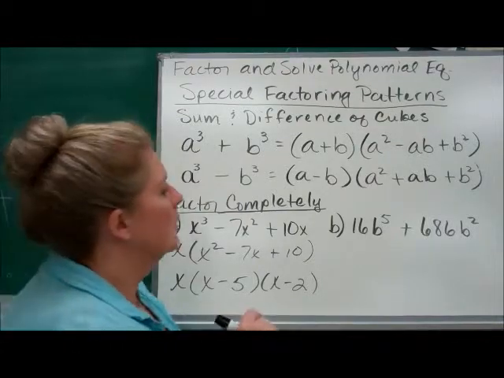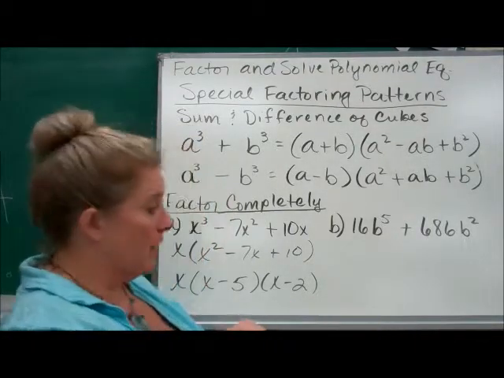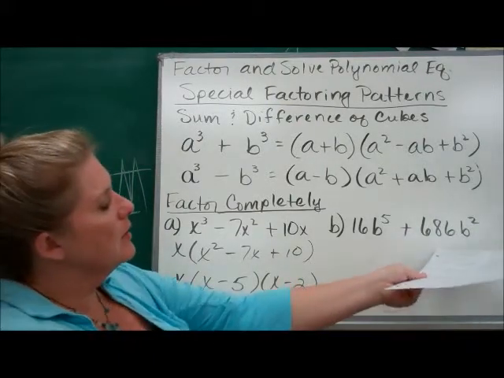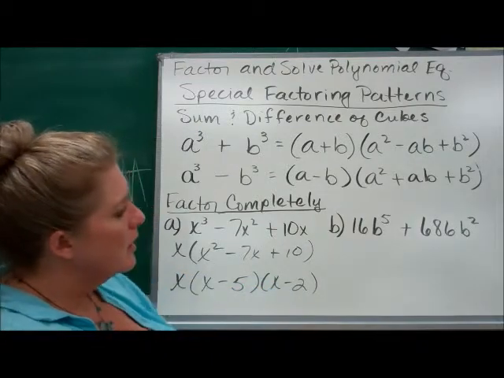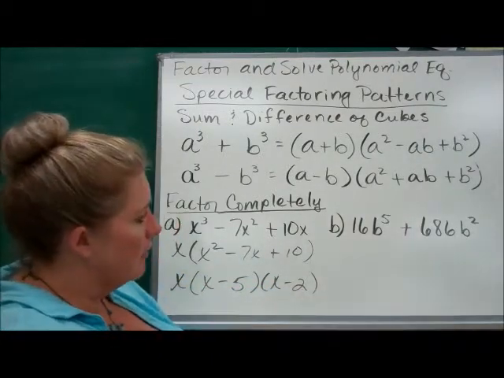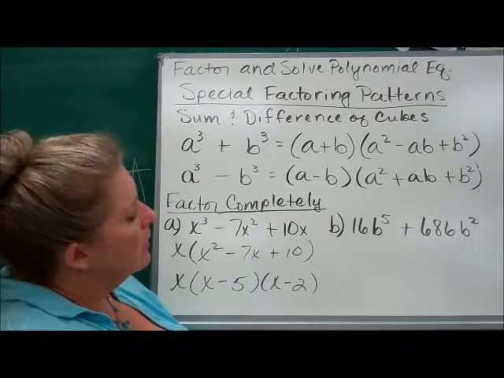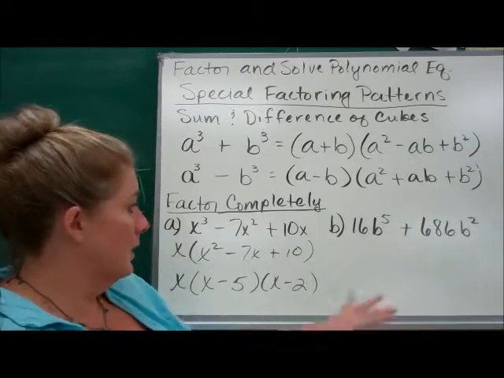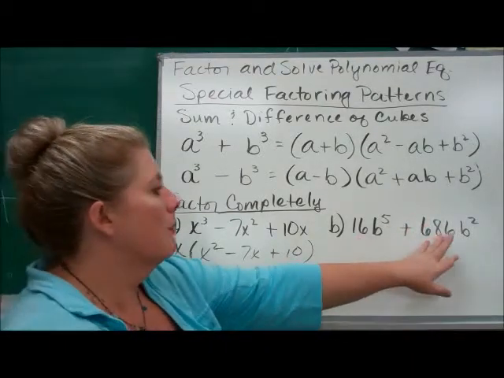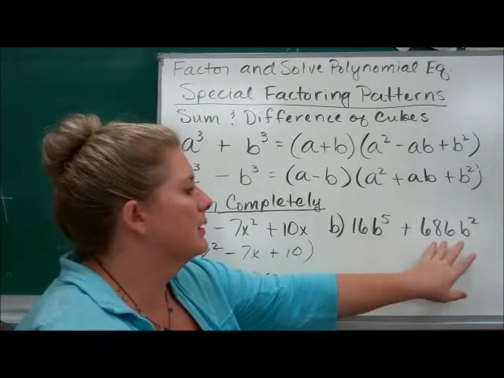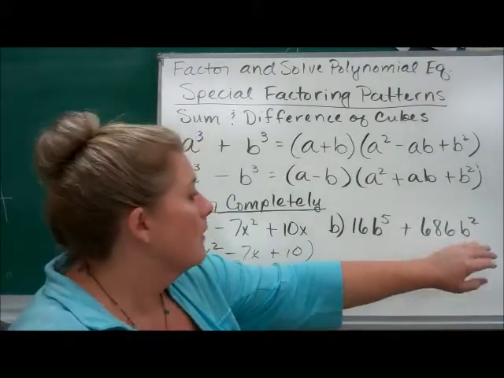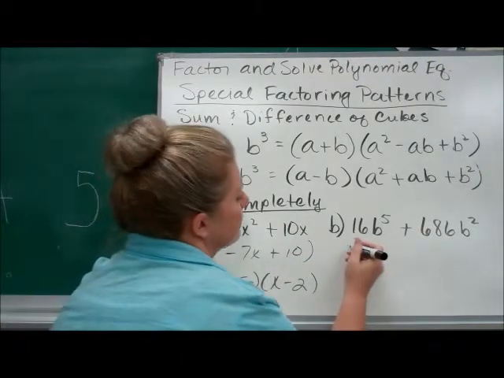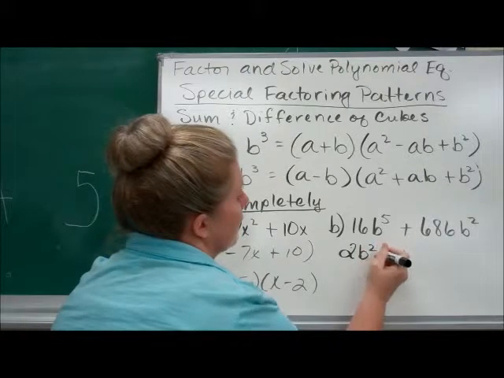Okay. The next one, we start with the greatest common factor. Okay. Greatest common factor of 16b to the 5th and 686b squared. Definitely can take a b squared out of there, and you can definitely take a 2 out of there. I tried to look at a 4 to see, because I know 16 is divisible by 4, but since 86 is not divisible by 4, therefore 686 is not divisible by 4. Okay. So factor out the 2b squared.